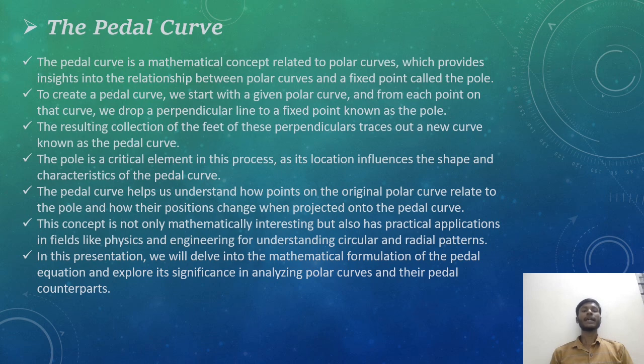The pole is a critical element in this process, as its location influences the shape and characteristics of the pedal curve. The pedal curve helps us understand how points on the original polar curve relate to the pole and how their position changes when projected into the polar curve. This concept is not only mathematically interesting but also has practical applications in fields like physics and engineering for understanding circular and radial patterns.